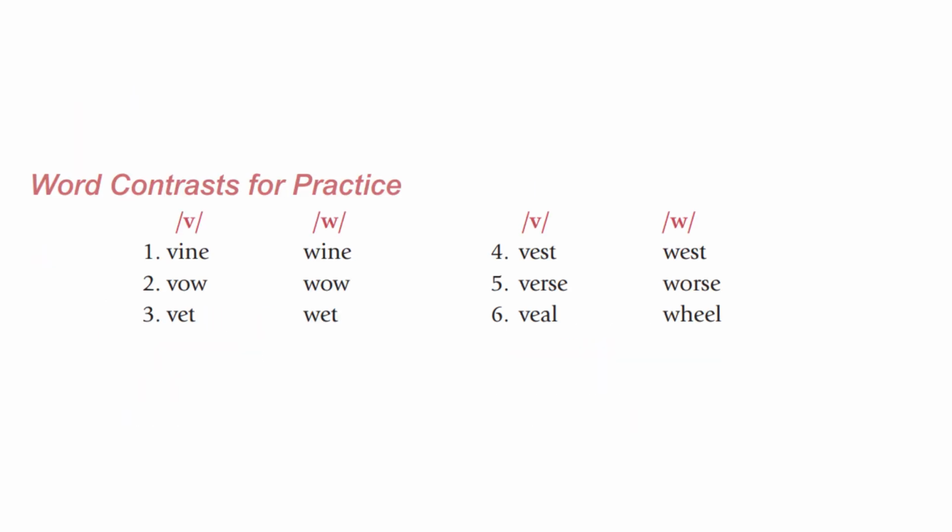V and W sound contrasts. Word contrasts. Vine, wine. Vow, wow. Vet, wet. Vest, west. Verse, worse. Veal, wheel.